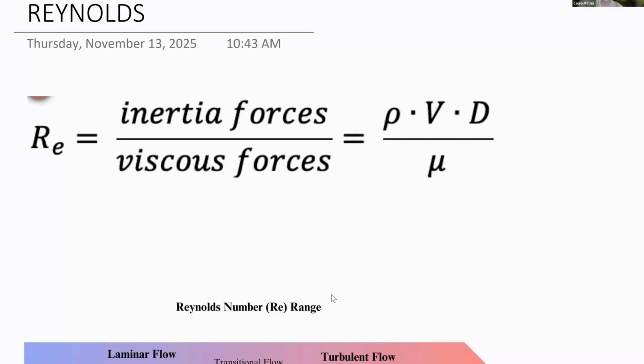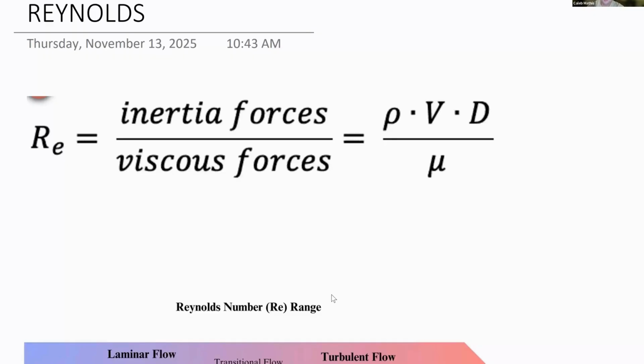So inertia is the driving force of the actual fluid. Viscous forces, when we talk about viscosity, it's almost like the thickness of the liquid. When you're thinking of honey, that's a very viscous substance, whereas water is not very viscous. Same thing for slime. If you ever had the little cups of slime in elementary school, that's a viscous substance. So inertial forces are going to be the driving factors behind the actual fluid.